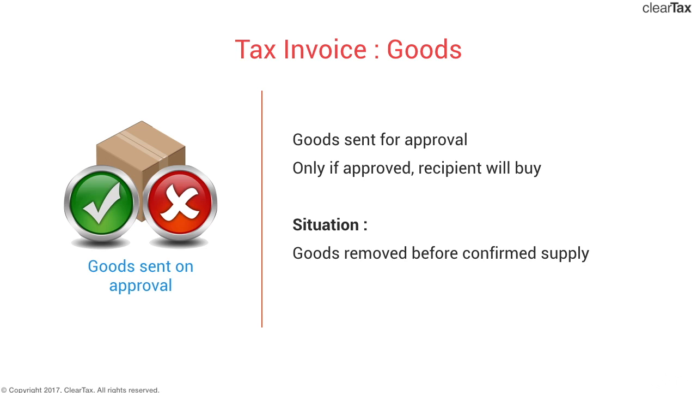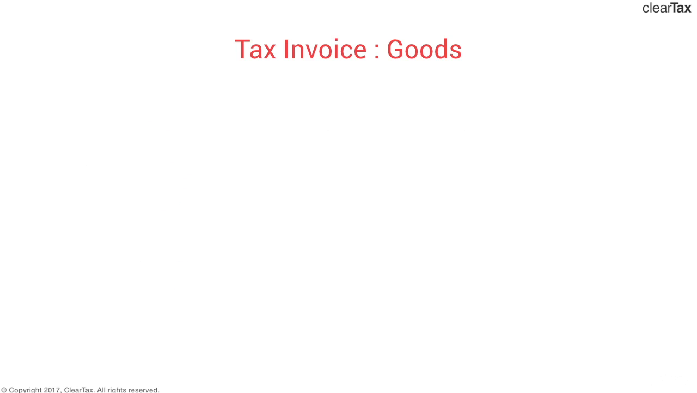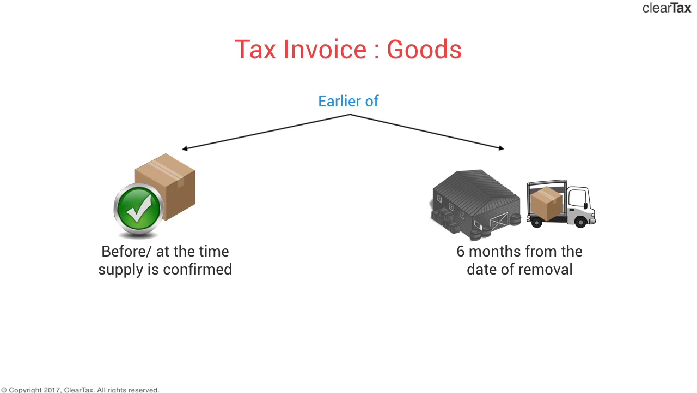So, goods are sent for approval, and only if they are approved, only if you say the jacket is okay, the recipient, you, will buy that product. So the situation is that the goods are removed before a confirmed supply. In this situation, tax invoice will have to be issued at a date earlier of two given dates. Earlier of first, before or at the time the supply is confirmed, before or at the time you say yes to buy the jacket, or 6 months from the date of removal.